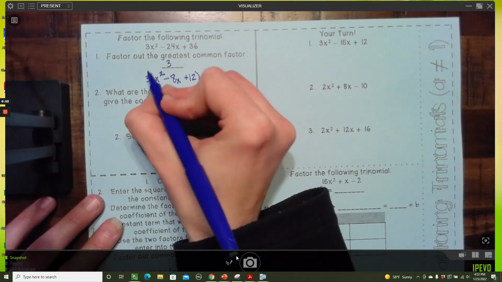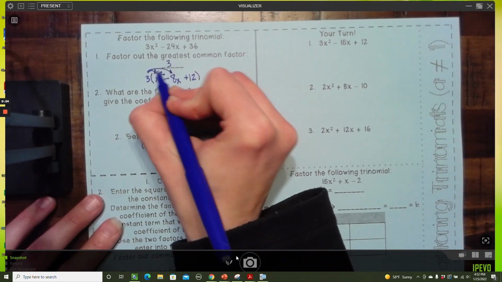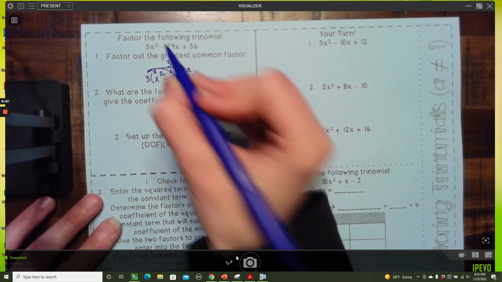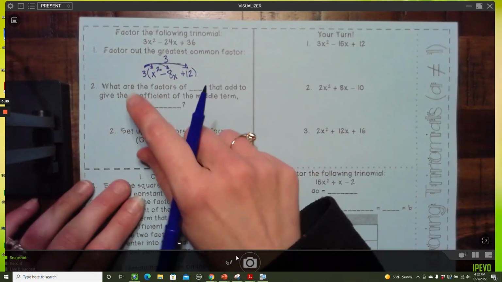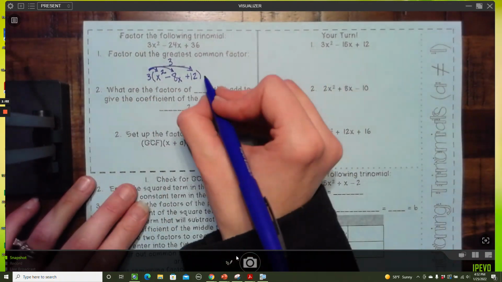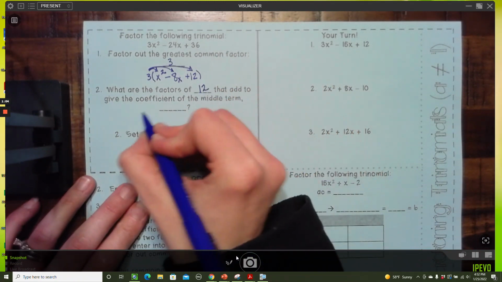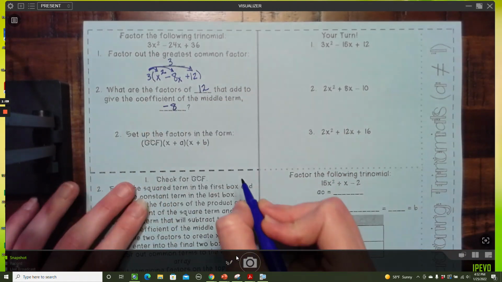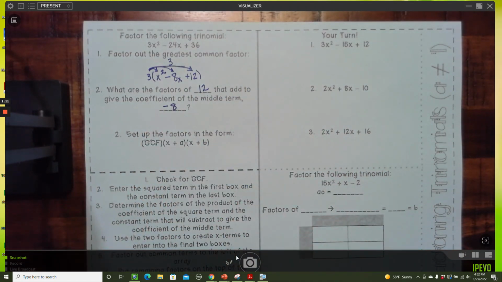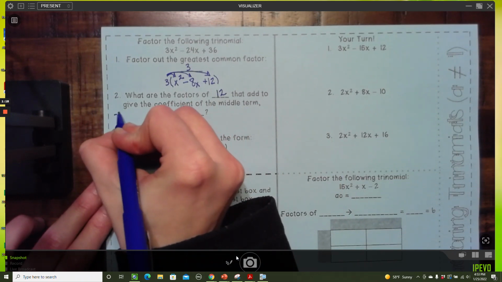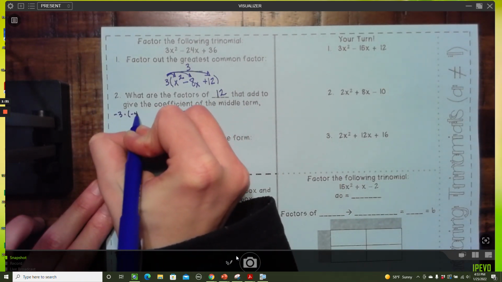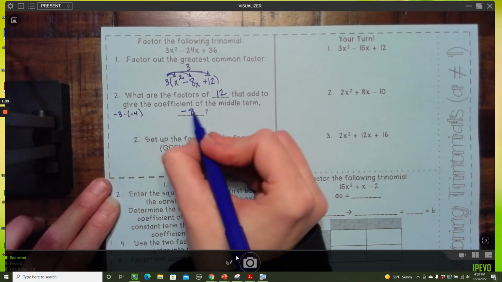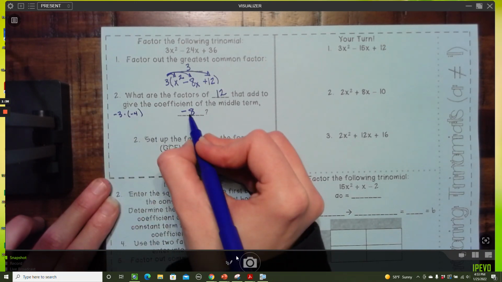You can always go back and distribute this back out to check your work and make sure you end up where you started. So now, it says, what are the factors of 12 that add to give the coefficient of the middle term, negative 8? What numbers can I multiply together that'll give me 12 that, if I add them, I'll get negative 8? We know we're going to have some negative numbers here. Negative 3 times negative 4 gives me 12, but if I add them, I don't get negative 8. I get a negative 7.